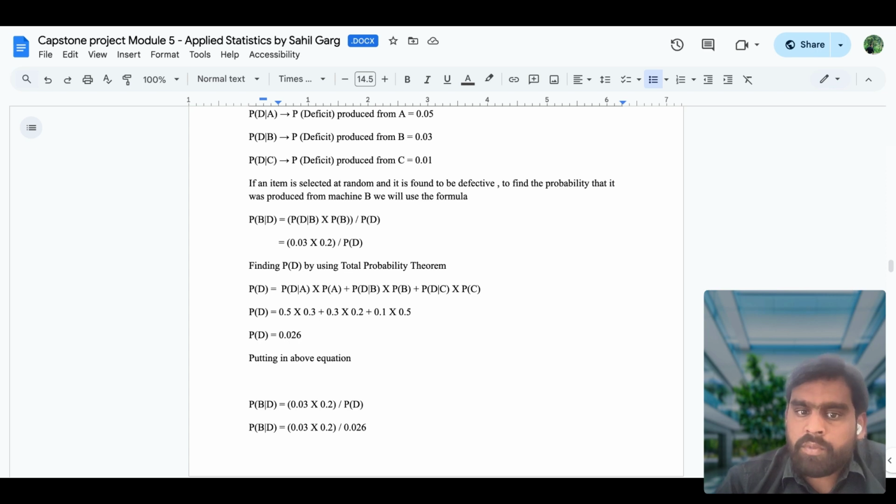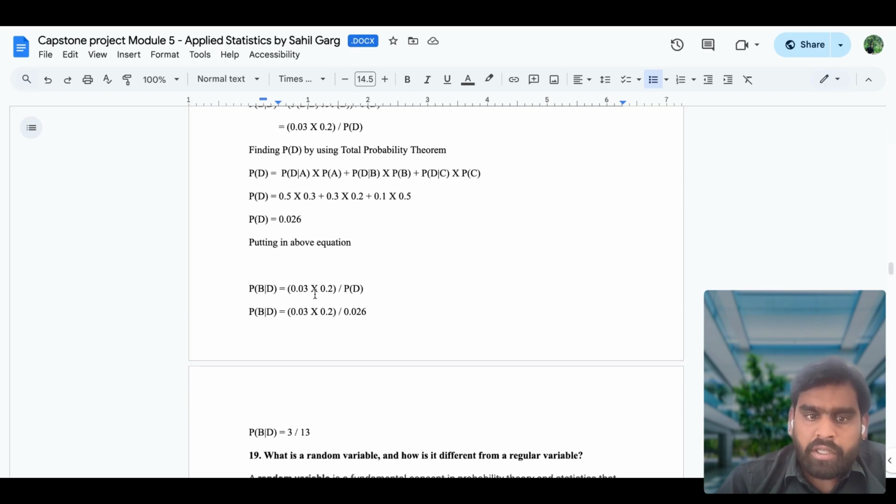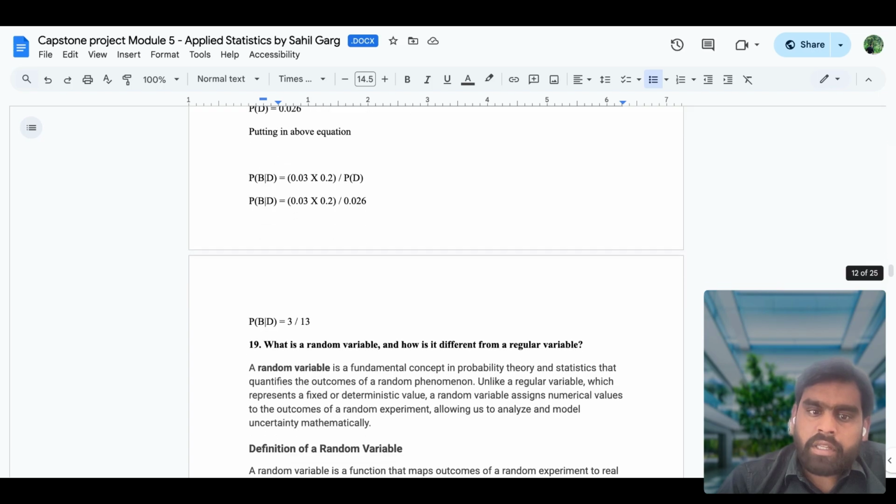The probability of a defective piece will be calculated by the total probability theorem. The total probability theorem says that P(D) is equal to P(D|A) multiplied by P(A), plus P(D|B) into P(B), plus P(D|C) into P(C). Putting the values, we get 0.026. Now putting it in the formula, the probability of the defective piece coming from machine B is 3 over 13. So this is how we use the Bayes theorem.